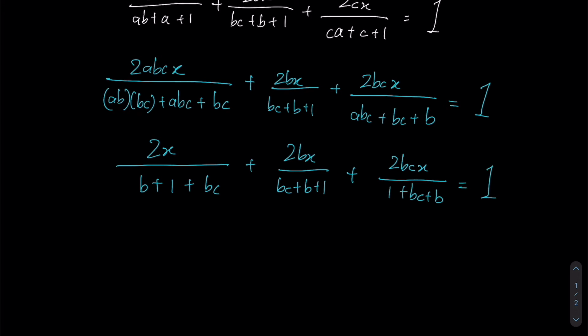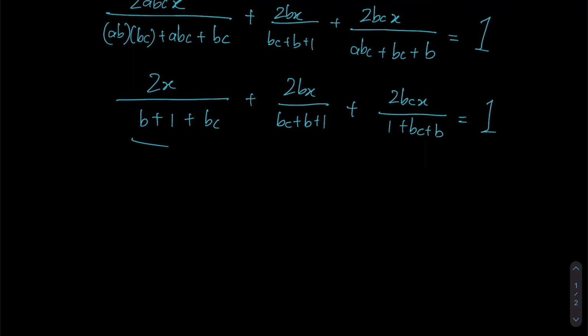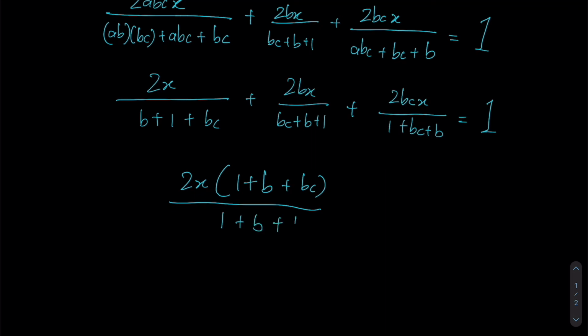Alright, so all of those transformations were in fact intentional, because now notice that all my three denominators are in fact of the same value. Alright, that means that we can now begin to add all three fractions together. So we're adding 2x plus 2bx plus 2bcx, in which we could factorize out 2x from each of the terms such that we have 1 plus b plus bc all over 1 plus b plus bc.